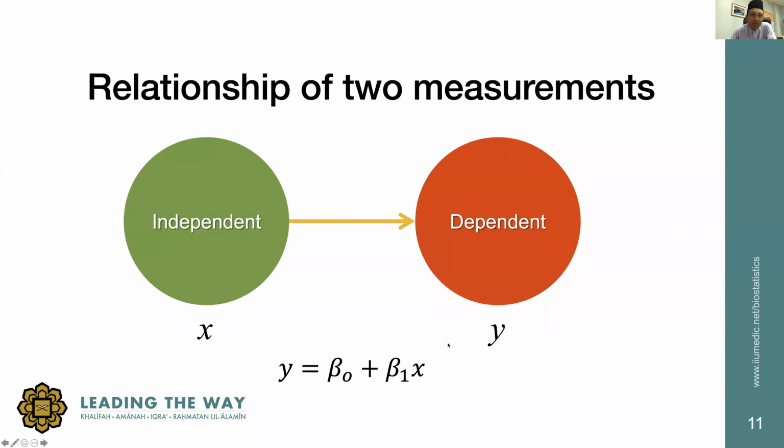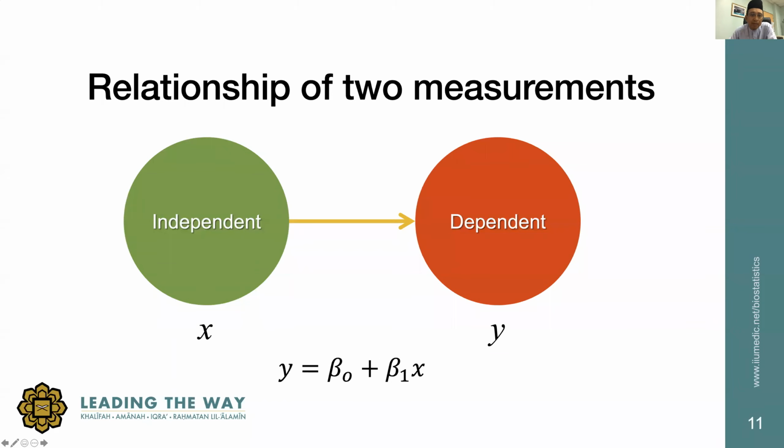Y equals to mx plus c. Remember, y equals to mx plus c. So this is similar, I just changed the alphabet symbols: beta naught plus beta 1 x 1. Basically, there are two variables, y and x. And how much x influences the y is the beta 1 here.